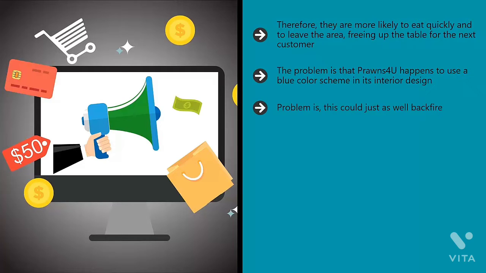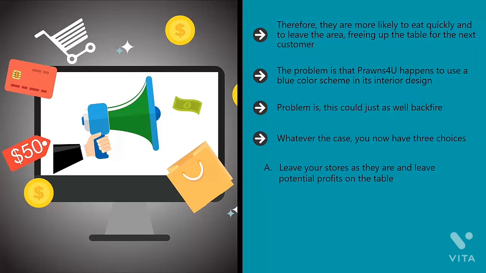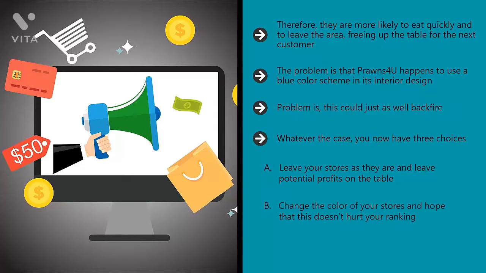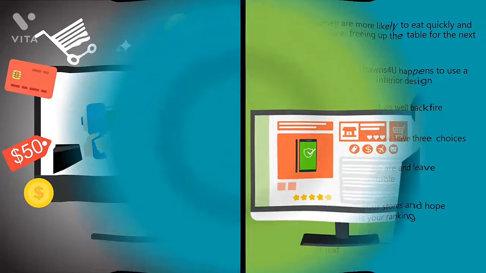Problem is, this could just as well backfire. What if you hurt your brand recognition and thereby reduce your sales drastically? What if the lack of nautical color theme means that people feel less fishy? Whatever the case, you now have three choices. A, leave your stores as they are and leave potential profits on the table. B, change the color of your stores and hope that this doesn't hurt your ranking. C, run a split test.